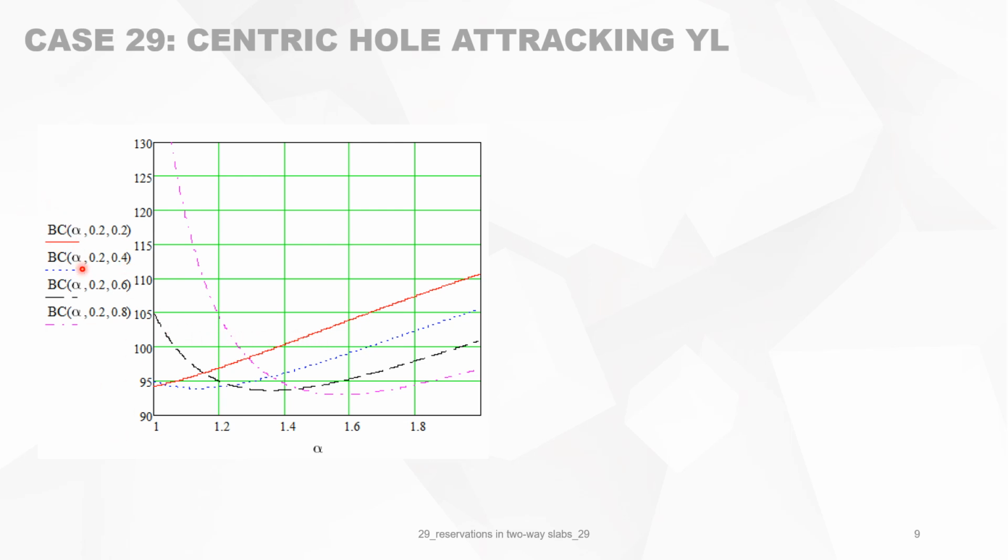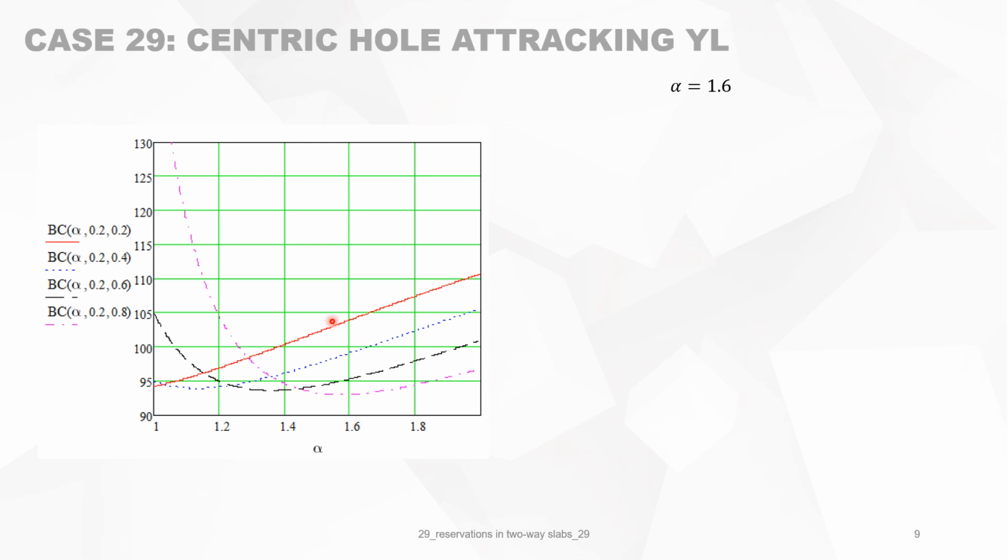We can now put the bearing capacity on the y-axis and on the x-axis alpha, which is b over a, going from 1 to 2. And we can fix, for instance, the width of the reservation at 0.2 times a and vary the length of the reservation. And then you get different curves to see what is happening in this region. This is the region that we are interested in. The other is not that important, but when are we touching the bearing capacity?